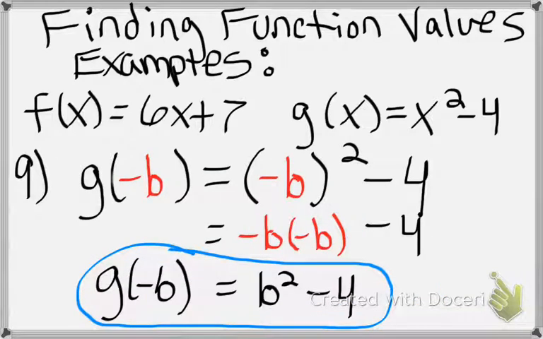Last but not least, plugging in negative b in its place. That means you have negative b squared. That means negative b times negative b. Negative times a negative is a positive. B times b is b to the second power. And then minus 4 just comes along.